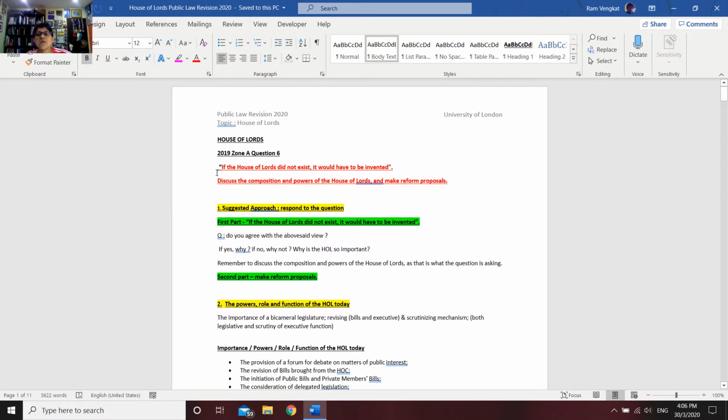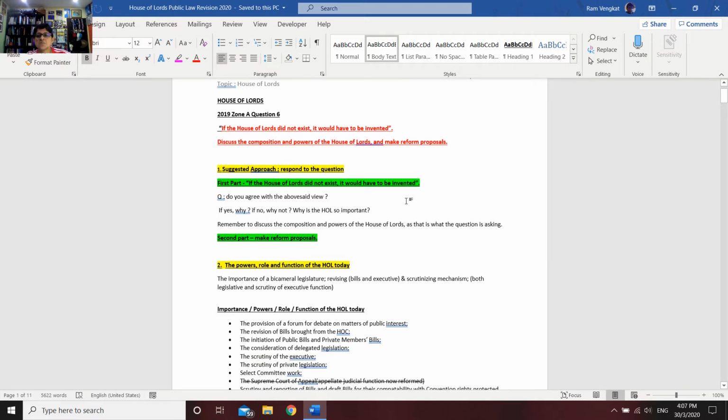And it says, if the House of Lords did not exist, it would have to be invented. That's the first part of the question. The second part of the question says, discuss the composition. Composition means membership. That means who sits inside the House of Lords, and the powers of the House of Lords. All right? The composition and the powers of the House of Lords, and make reform proposals. So the next part of the question asks you to look at who sits in the House of Lords, what are their powers, and what reform proposals we can put forward.